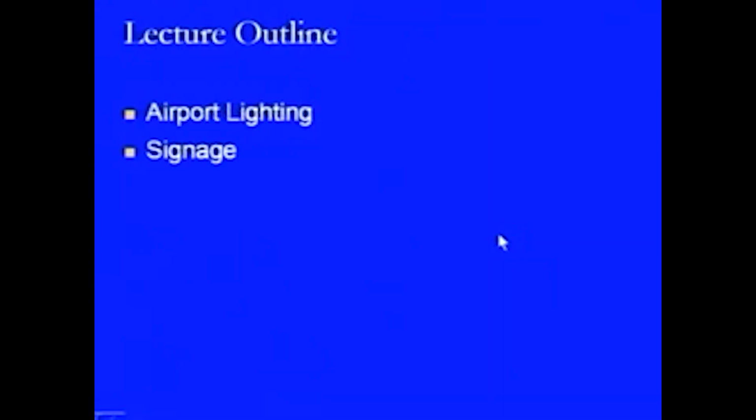Dear students, I welcome you to this final lecture of the lecture series on the course material of Transportation Engineering 2. From the previous lecture, we started with the visual aids and discussed the different types of markings. In today's lecture, we will be concentrating on lighting and signages. This lecture is outlined with the following: the airport lighting and the signages.